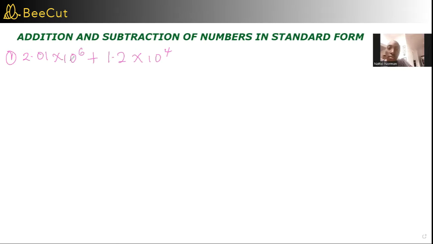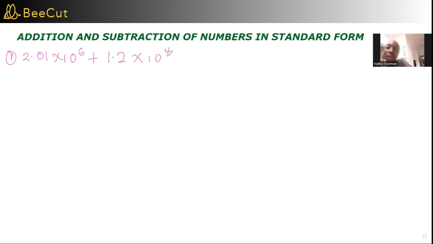So what am I supposed to do? The only option I have is to make the powers the same, but the powers are not the same. What is the power here? 6. And what is the power here? 4. So it's either I make them both 6 without changing the number itself, or I make them both 4. So I'm going to show you how you're going to do that. Should I make it 6 or should I make it 4?